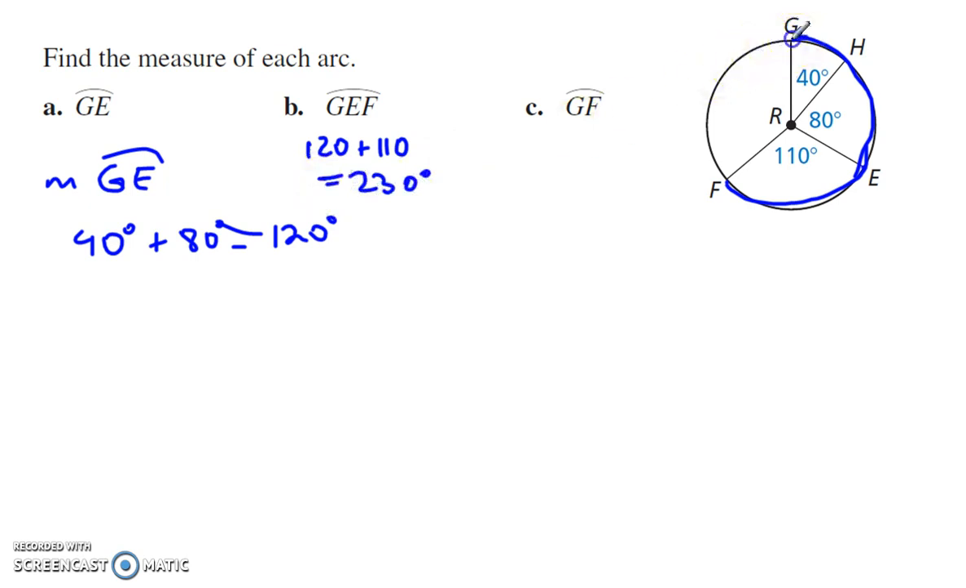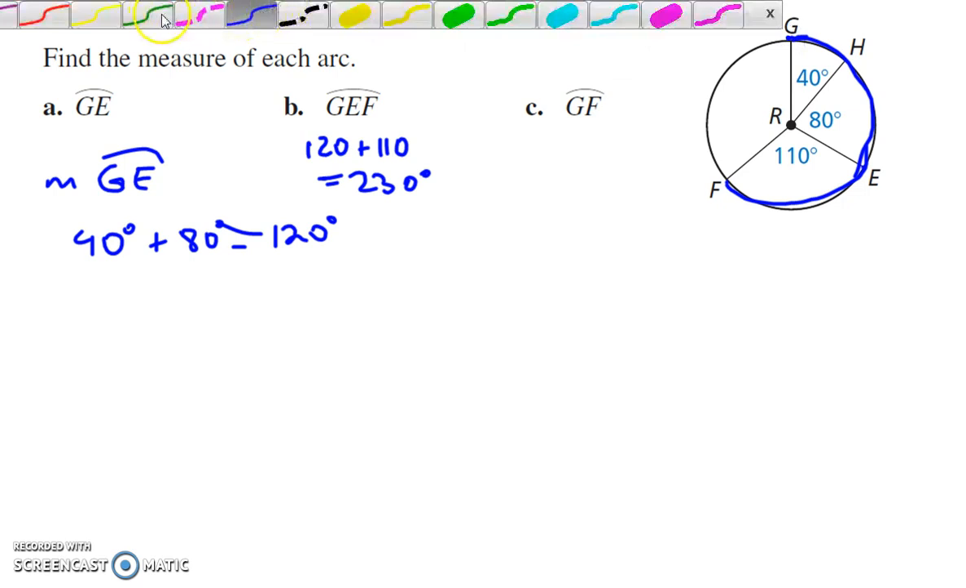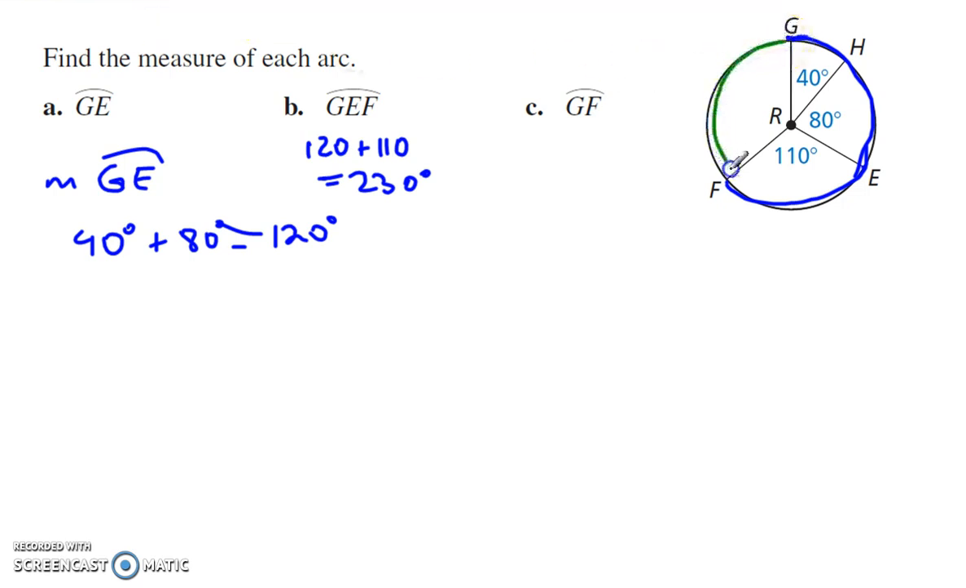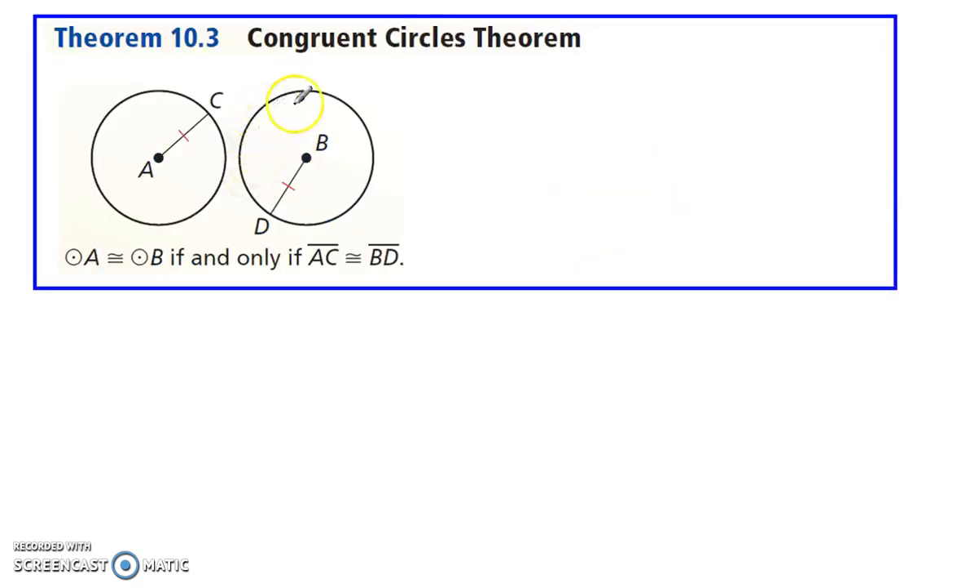And then GF is going to be going the other way. That's this way. So that is 360 minus the 230, and that is 130 degrees. Boom. It's that easy, ladies and gentlemen.